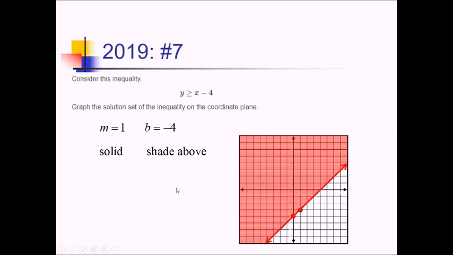And if you weren't really sure where to shade, you could plug in a point like 0, 0 to see if it makes this inequality true or not. If you plug in 0, you would have ended up with 0 greater than negative 4, which is a true statement, so we would shade the side that had 0, 0 in it.